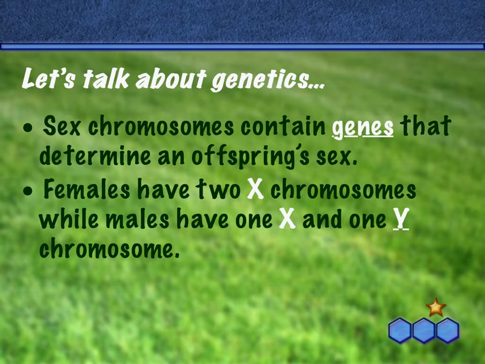Sex chromosomes are special chromosomes that contain genes that determine an offspring's sex. So, for instance, we learned about this in the Paper Pet project. There's one special pair that has an X and a Y chromosome. You can either have two X chromosomes, that would make you a female, or you can have an X and a Y, which would mean that you're a male.